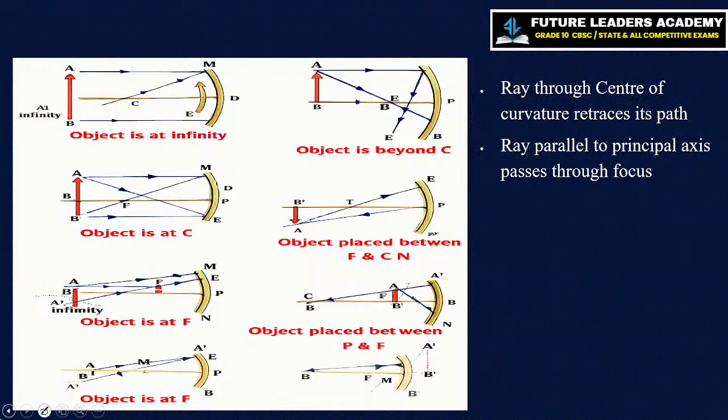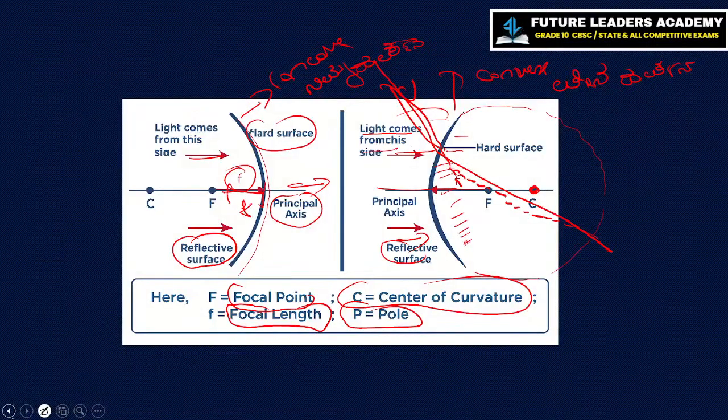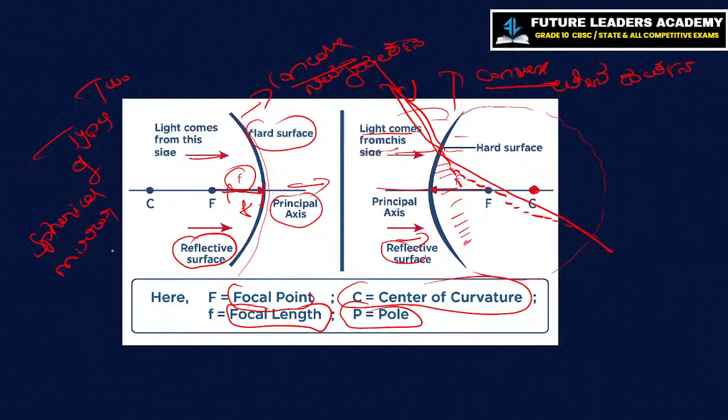You already understand concave and convex. These are the two types of spherical mirror. One is concave and another one is convex. This concave is also called converging mirror.